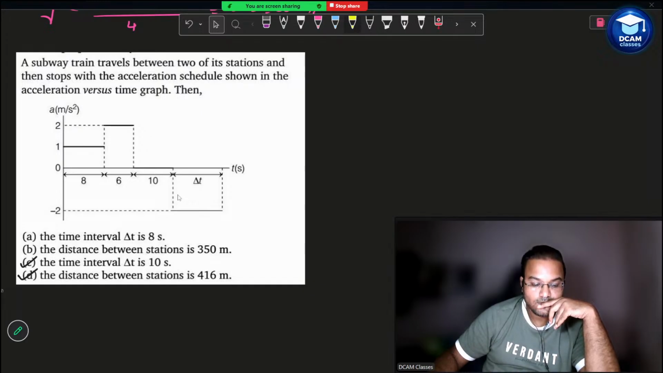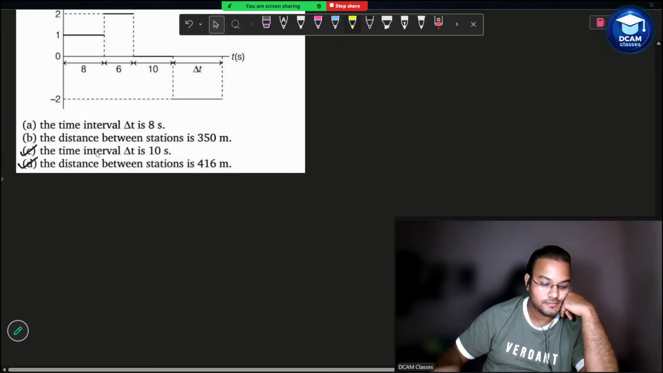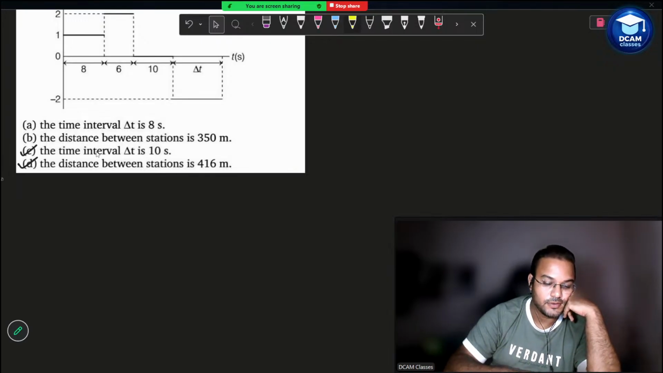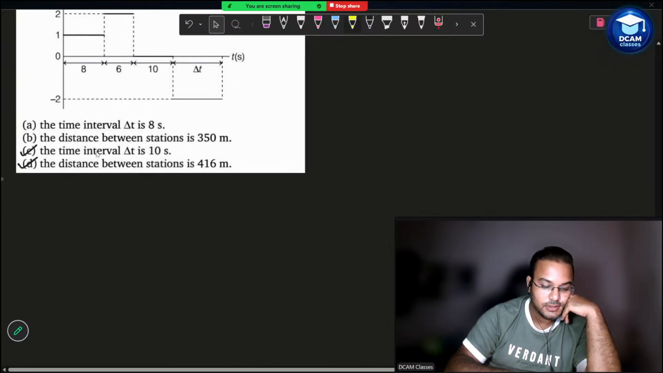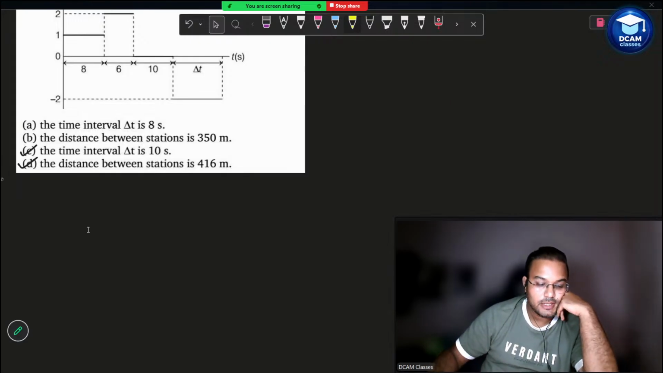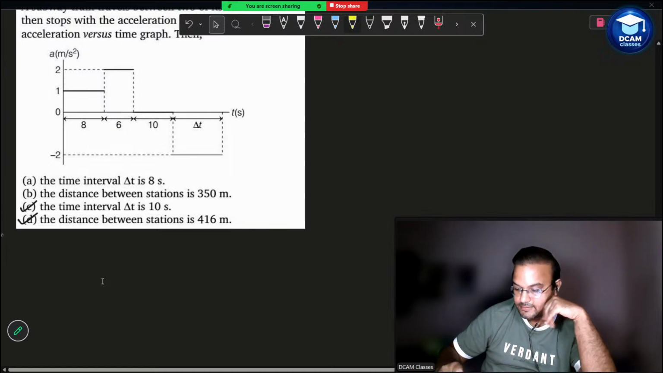So v square minus u square into the other one. Got it. Very good. And the distance between the stations? You have applied S equals ut plus half at square for everyone. Correct. Very good.